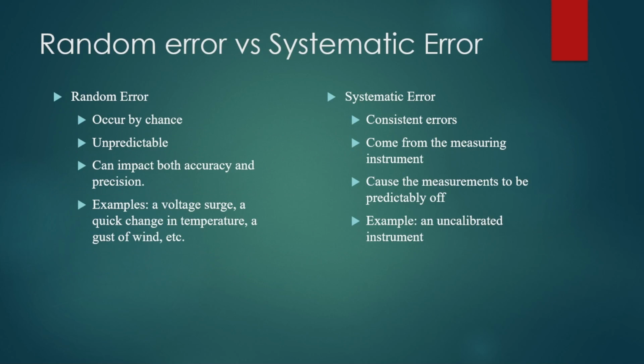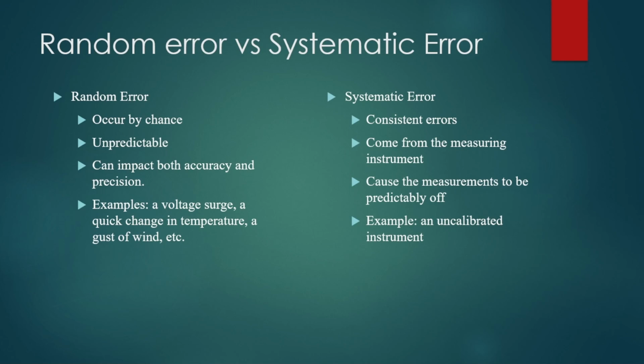And what do those mean? So random errors occur by chance. They're unpredictable. They can impact both accuracy and precision. Those you're going to see things like voltage surges, changes in temperature, or a gust of wind that are going to cause outside impacts that are going to change your value. You have air coming in that's going to blow the liquid in your graduated cylinder all over the place. Your meniscus is going to be out of whack, which means that you'll have to measure it separately.